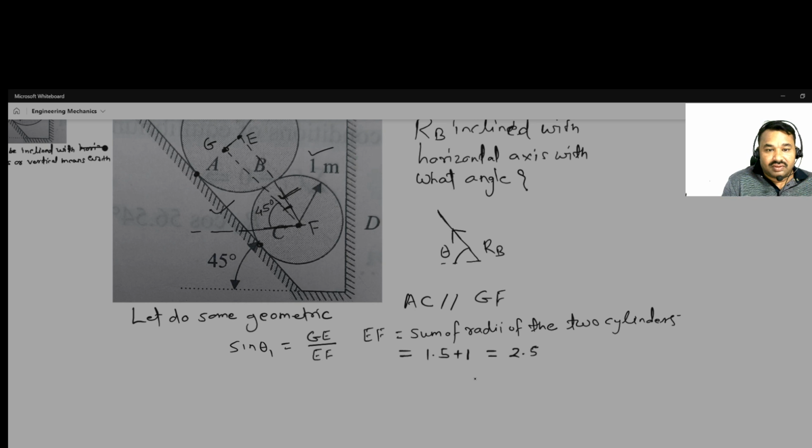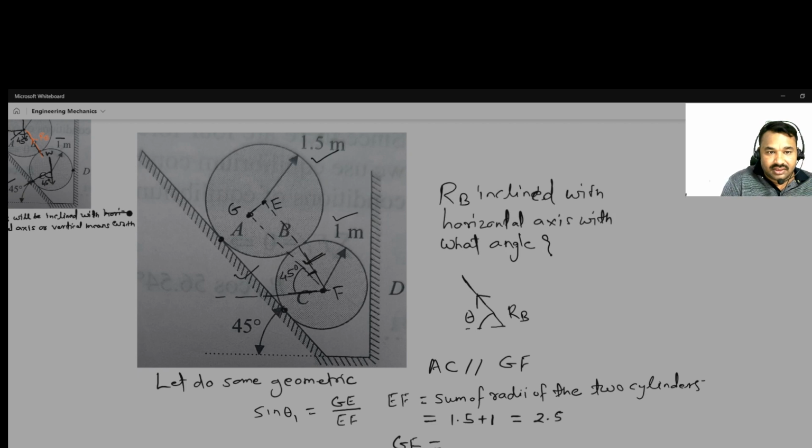What about GE? From the geometry we can see here, this is our G, this is our E, and this is the A. So it can be written as AE minus AG.